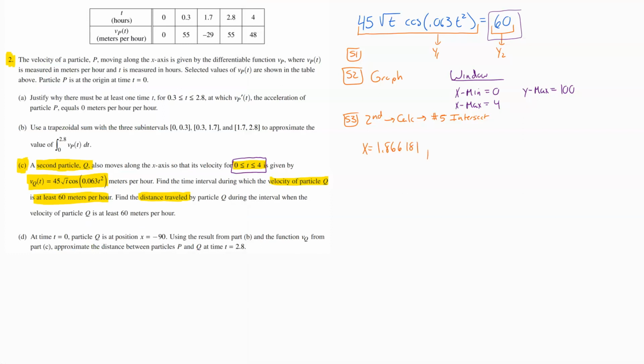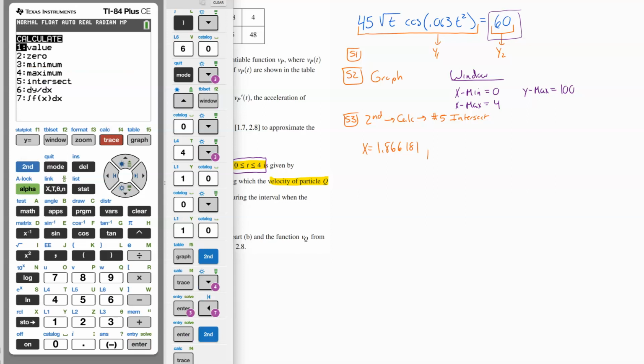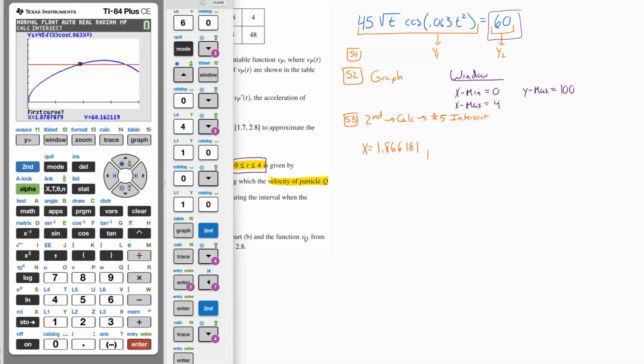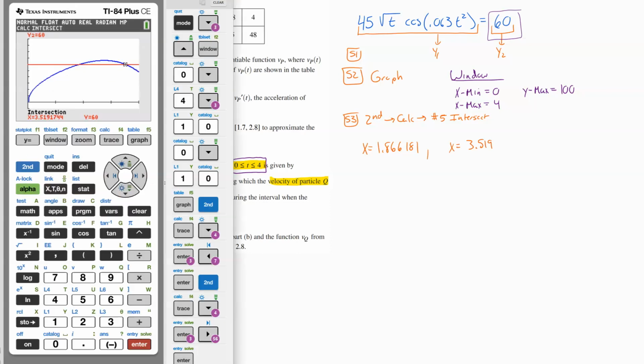And then we want to go ahead and go find that other intersect. So we just start the process over again. You hit second, choose that calc menu up at the top there, and then again choose that number 5 option, intersect. First curve, yep, hit enter. Second curve, yep, hit enter. And then this time, when it asks us to guess at the bottom of the screen, we're just going to scroll over to the right so we're closer to that other intersect. And once you're close to it, hit enter a third and final time. And that's going to give us our other intersect of 3.519174. So x equals 3.519174.